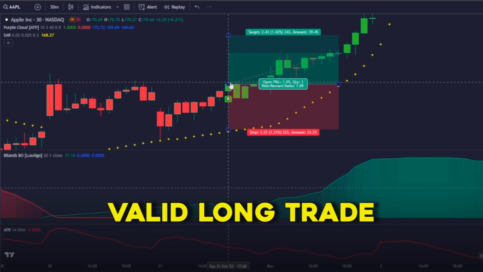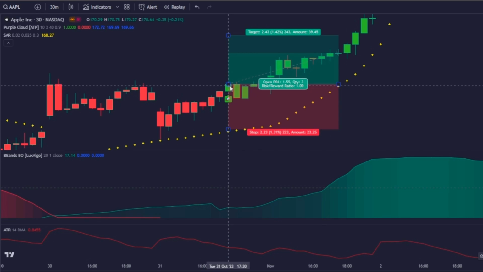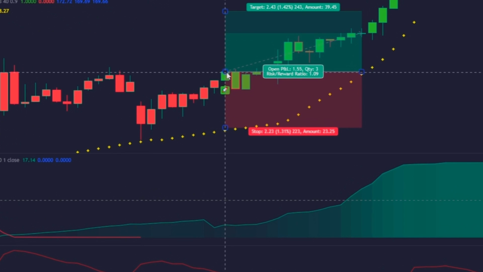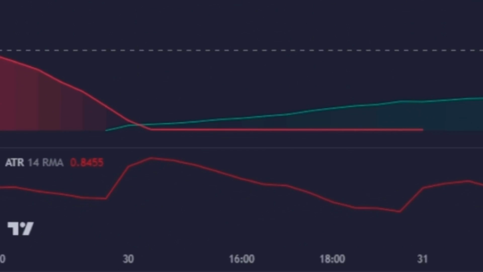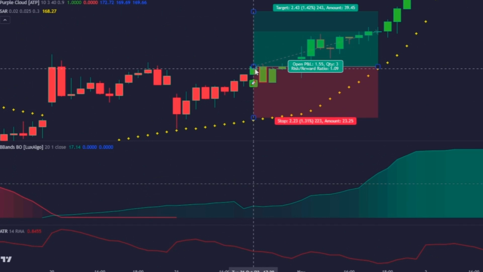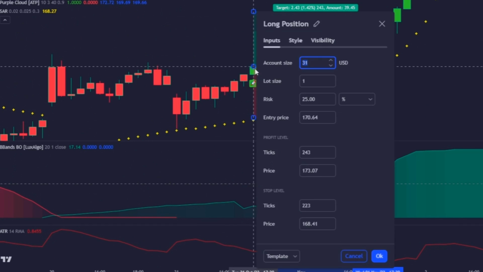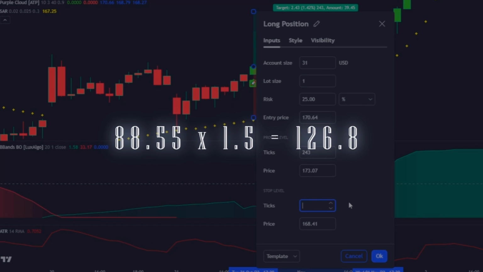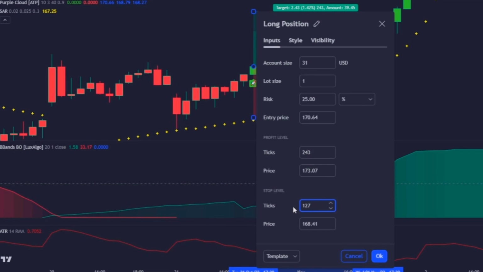In this valid long trade example, the ATR value at the close of the entry signal candle is 84.55, which is equivalent to 84.55 pips, and so by multiplying it by 1.5 we get a stop loss of 126.8 pips, which we can round up to 127 pips.